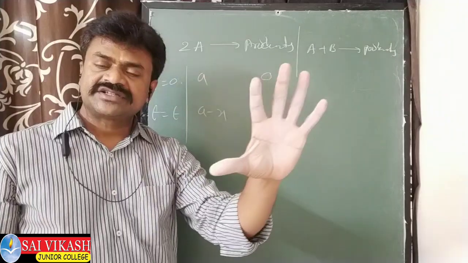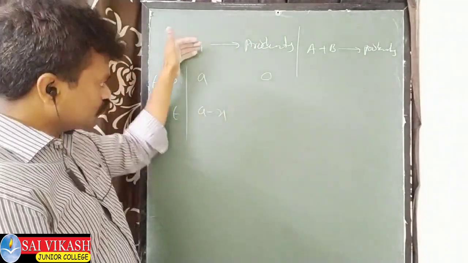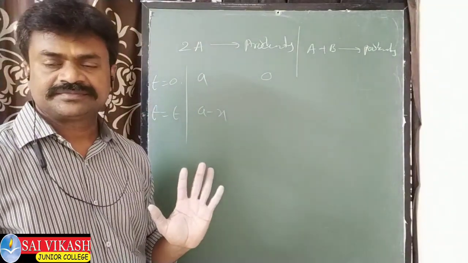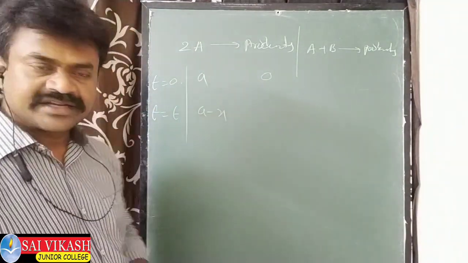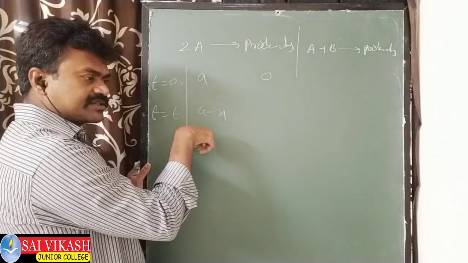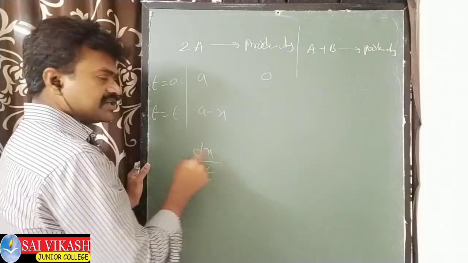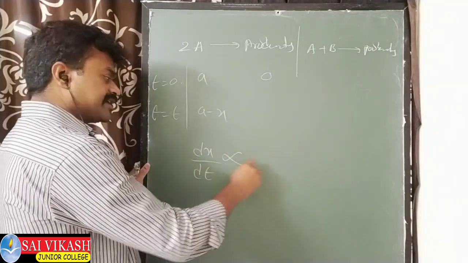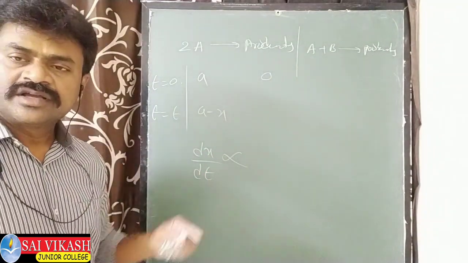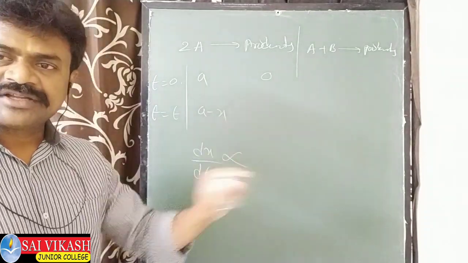Means the derivations we are taking in the same way. For 2 moles, x is losing, so we are considering like this. Here also, change in concentration how much? X. So the change in concentration by change in time is directly proportional to the molar concentration of the reactant present at time t.